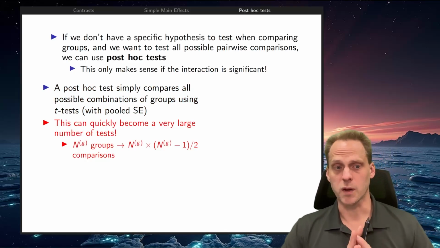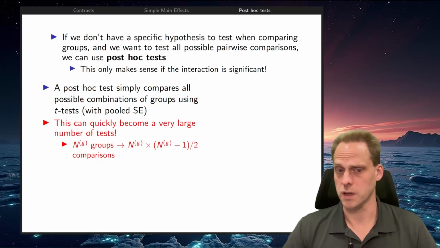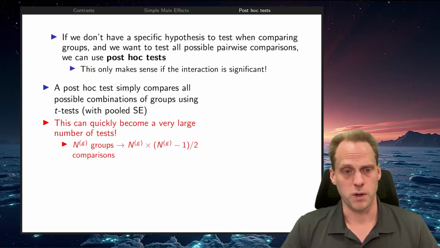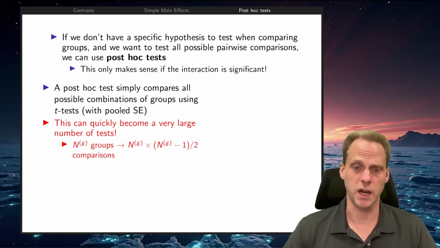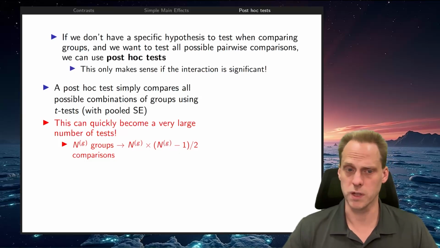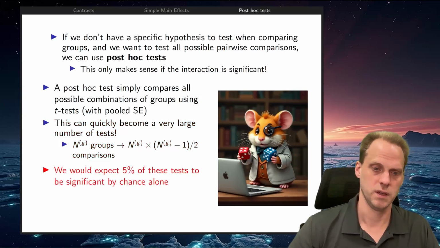Now, this number can quickly become very large, right? So for n_g groups, in this case we have 9 groups, the number of comparisons is 9 times 8 divided by 2. That's a very large number already.